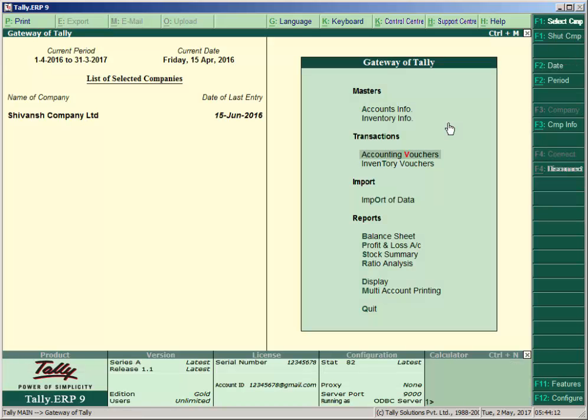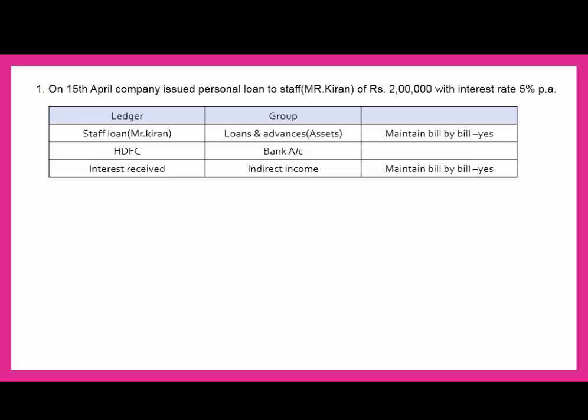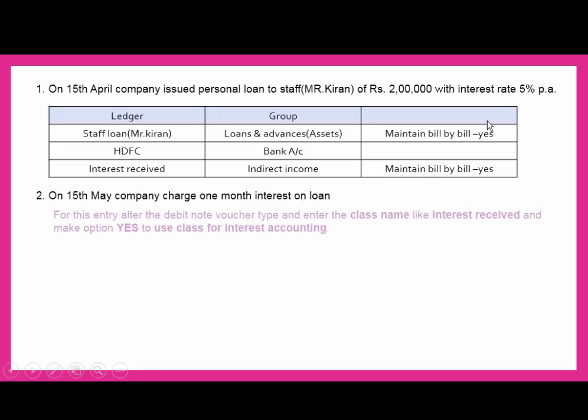The second transaction is on 15th May, the company charged 1 month interest on the loan. For this entry, we have to put the option activate interest calculation yes, with 5% interest charged here. For this entry, alter the debit note voucher type and put yes, use class for interest accounting, and enter the class name like interest received.